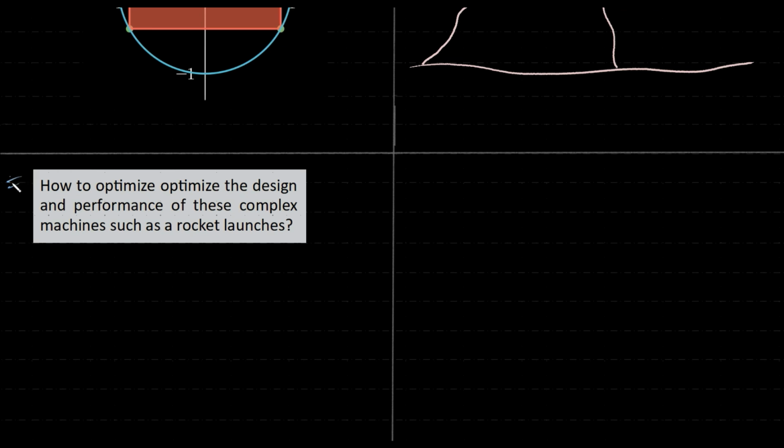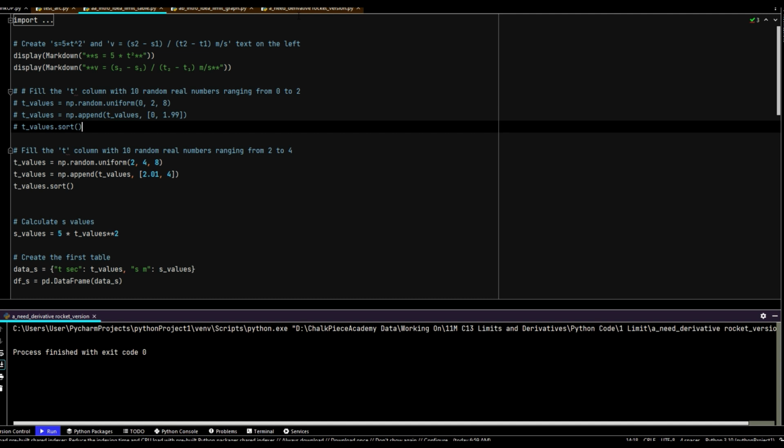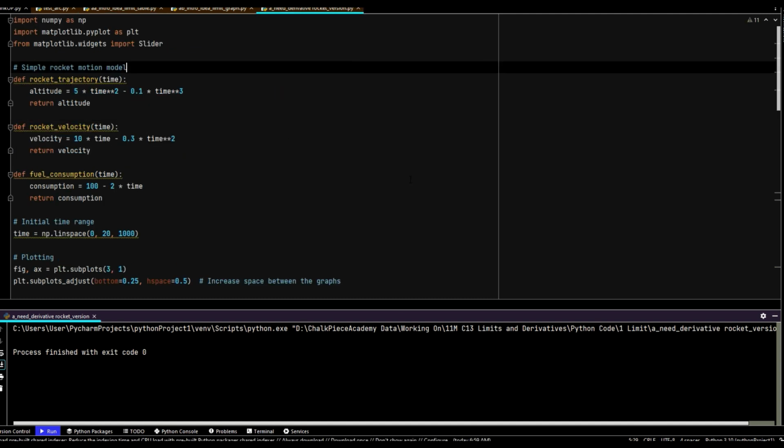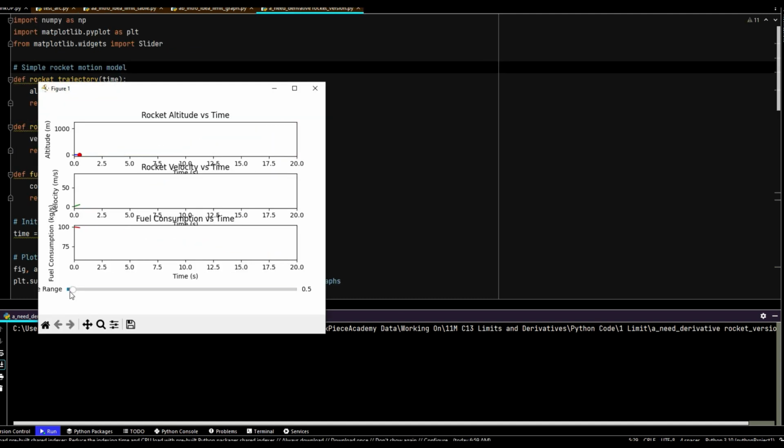One more which you can appreciate a lot more is how to optimize the design and performance of complex machines such as rocket launches. If I want to increase the efficiency of a rocket launch, I need to study it. To study it, well, I have this possibility. I can plot all of this.